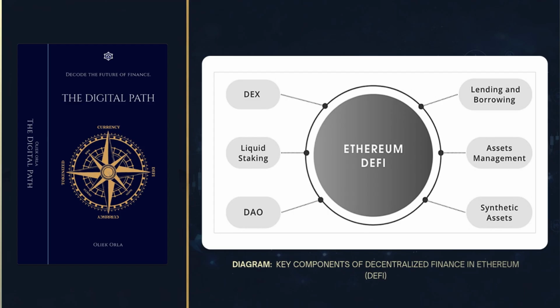As a result, DeFi within the Ethereum ecosystem is no longer an experimental space. It has become a fully functional financial operating system, one that is increasingly understandable, efficient, and accessible. Against this backdrop, a clear internal structure of DeFi has emerged, consisting of several core verticals: decentralized exchanges, lending and borrowing, liquid staking, synthetic assets, asset management, and decentralized governance, DAOs.